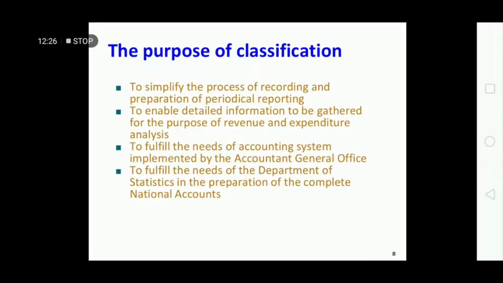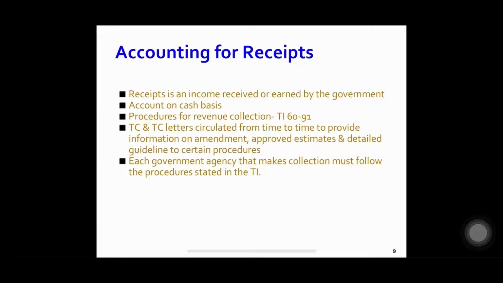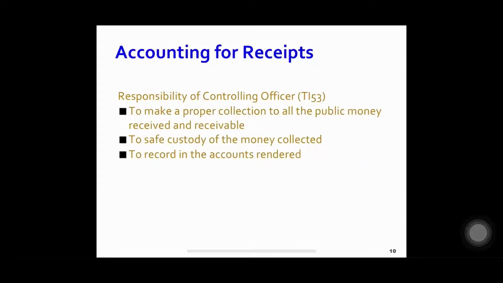So thank you. And on accounting for receipts. As you know, receipt is any income received or earned by the government. It is based on cash basis, and the detailed procedure is laid down under TI from 60 until 91. TC stands for Treasury Circular Letters. It is circulated from time to time, which aims to provide information on amendments, approved estimates, and detailed guidelines to certain procedures. However, not all government organizations are required to collect revenue. Hence, only those that make collection are required to follow the respective procedures stated in the TI.